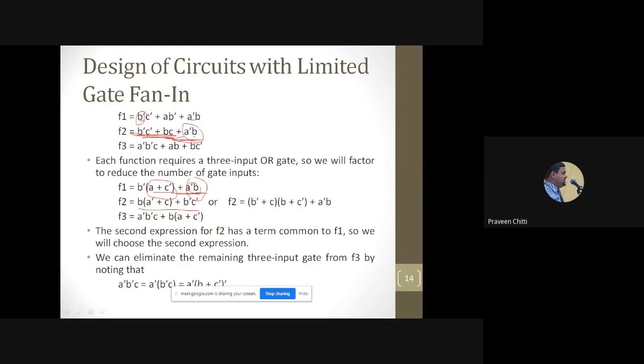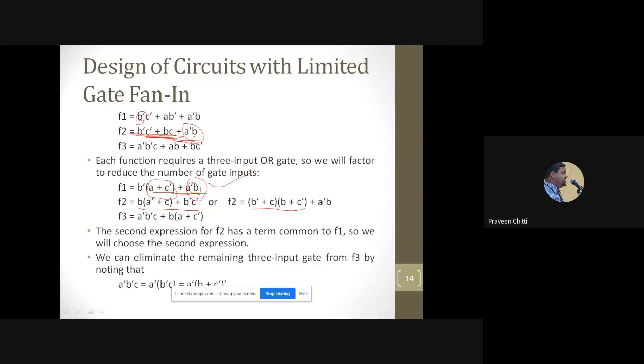So to retain this, B bar C bar plus BC can be written as B bar plus C into B plus C bar, right? Then you may ask how? You just multiply this. B bar B cancels, then C bar C cancels. So you get B bar C bar and CB or BC. So B bar C bar plus BC is equivalent to B bar plus C and B plus C bar.